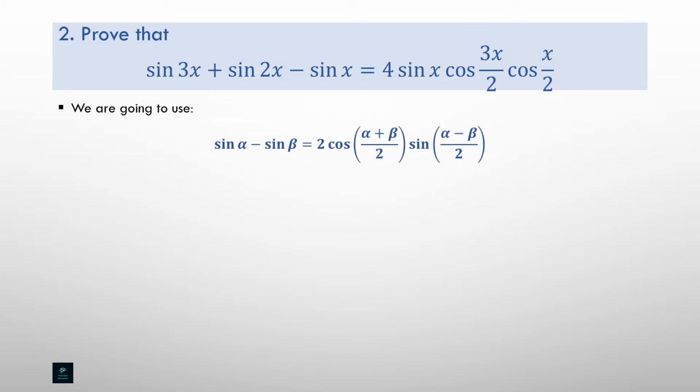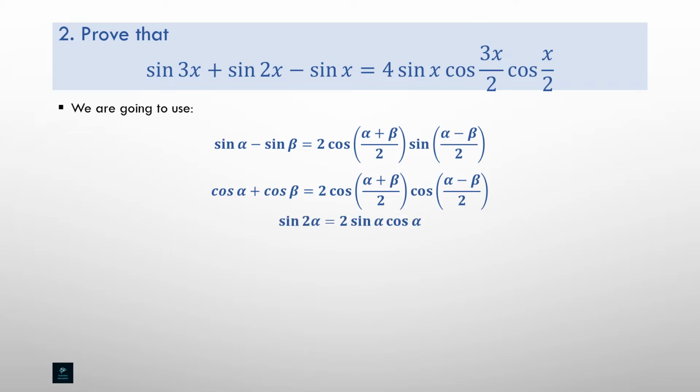So therefore we are going to use sin α − sin β equal to 2 cos((α+β)/2) sin((α−β)/2). Then we are going to use cos α plus cos β is equal to 2 cos((α+β)/2) cos((α−β)/2). Then we are going to use sin 2α equal to 2 sin α cos α. The left hand side of this equation is sin 3x minus sin x plus sin 2x.